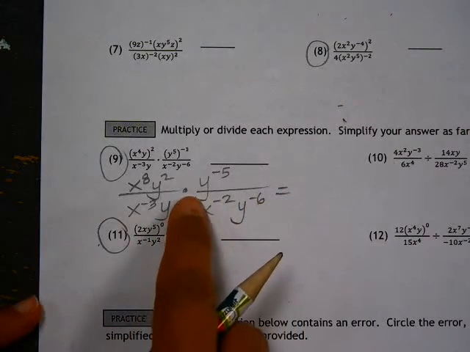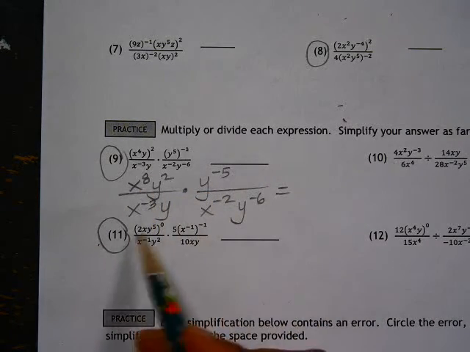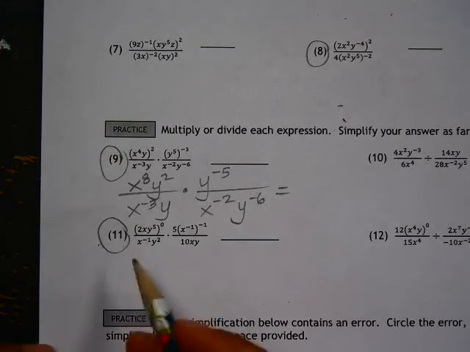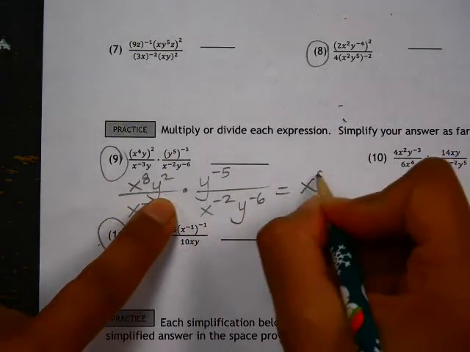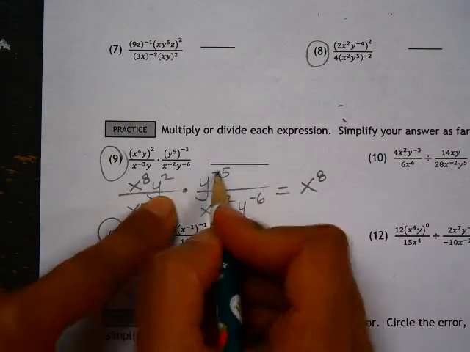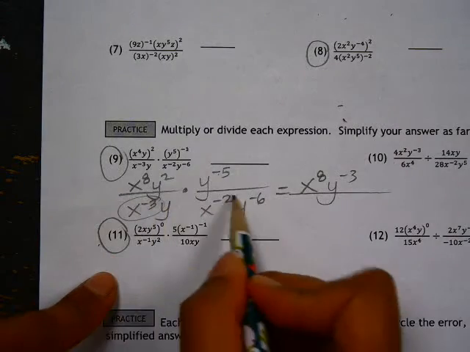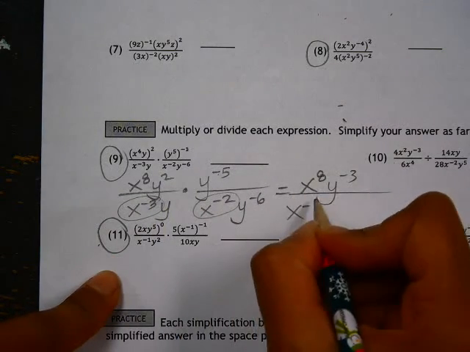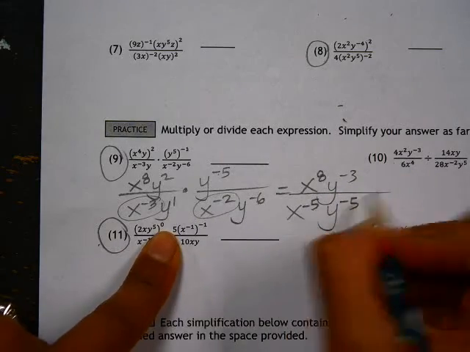So since we're multiplying these fractions, the numerators here can all be multiplied, the denominators here can all be multiplied. So one way of approaching it is to combine these. So x to the 8th, 2 minus 5 is negative 3. And in the denominator I have a negative 3 and a negative 2, so it's x to the negative 5th. We have a 1 and a negative 6 will be y to the negative 5th.